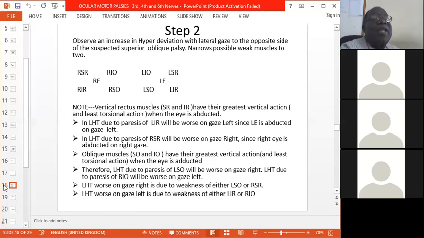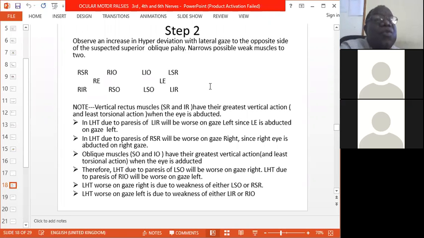Okay, you are looking now to this side. Lateral gaze to this side. It says opposite what? The opposite side of the suspected superior oblique palsy. So it's this side, opposite. Okay, that's where. So narrows possible weak muscles to 2. Where are the 2?